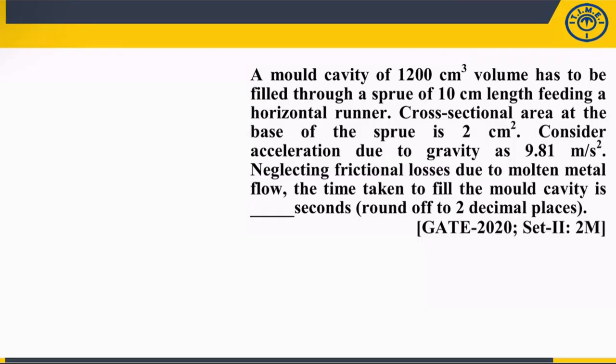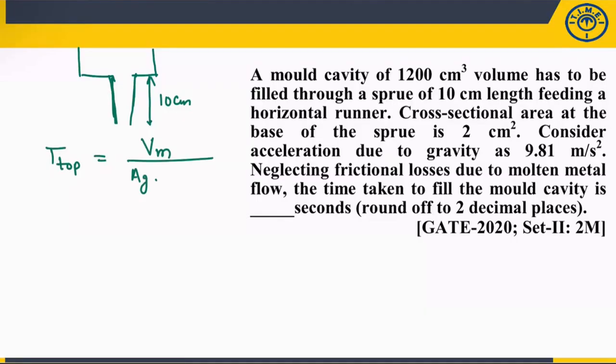Yes, Navneet, your answer is correct. 4.28. Very simple. This is a 2 marks question. So let us suppose this is your pouring basin, and the sprue is this one. It is used for filling the mold cavity. What is the height of this sprue? That is nothing but 10 centimeter. And the time required to fill the mold cavity is volume of mold into Ag into root of 2gh.